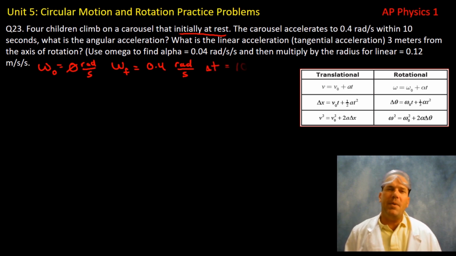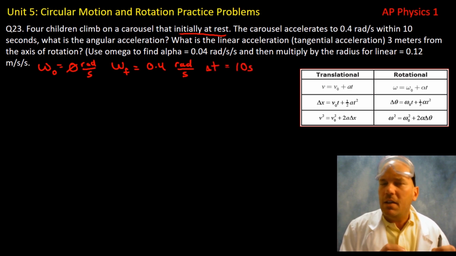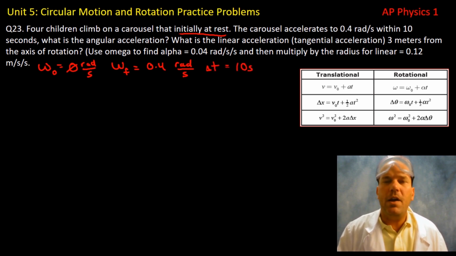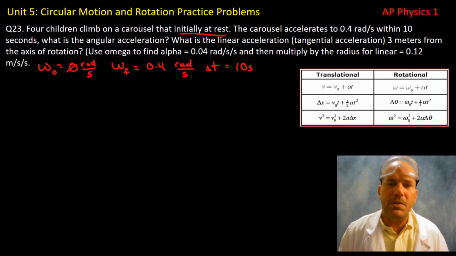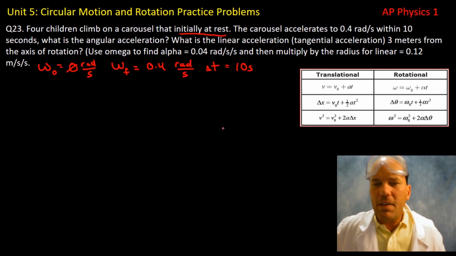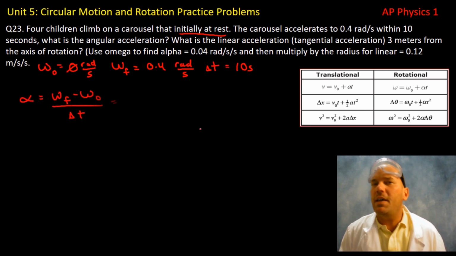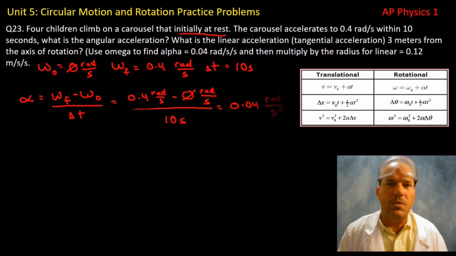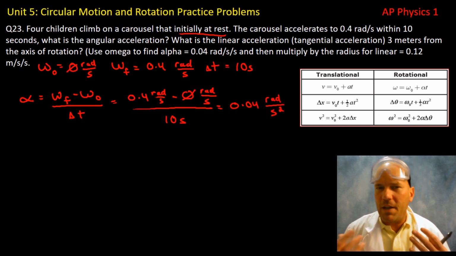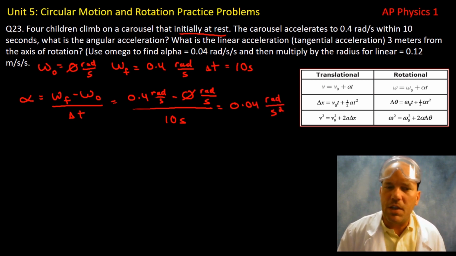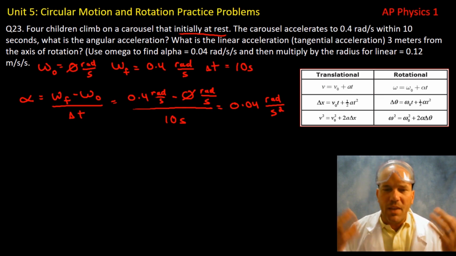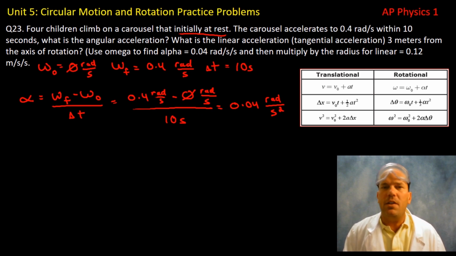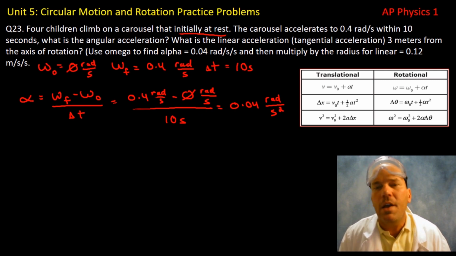Omega naught. I underline that. It's 0, so we start at rest. Omega final. We accelerate to 0.4 radians per second. We are given the time, which means we can say the angular acceleration is equal to omega final minus omega naught over delta t, or change in time. We have all the quantities to put these in and solve for the angular acceleration to be 0.04 radians per second squared.